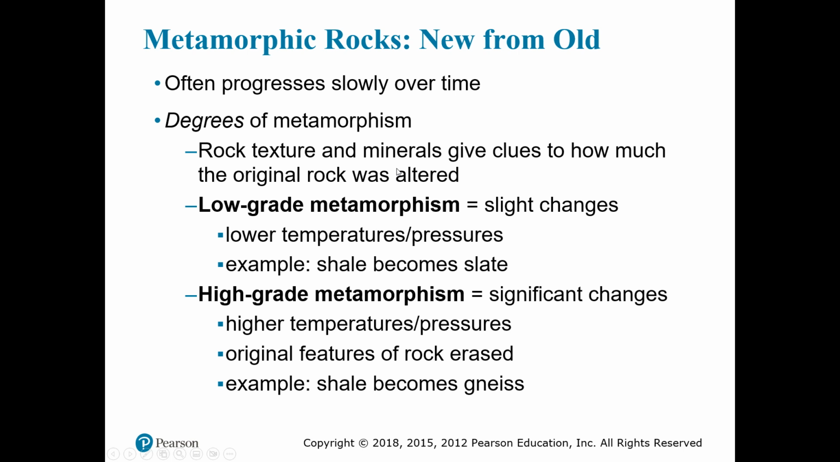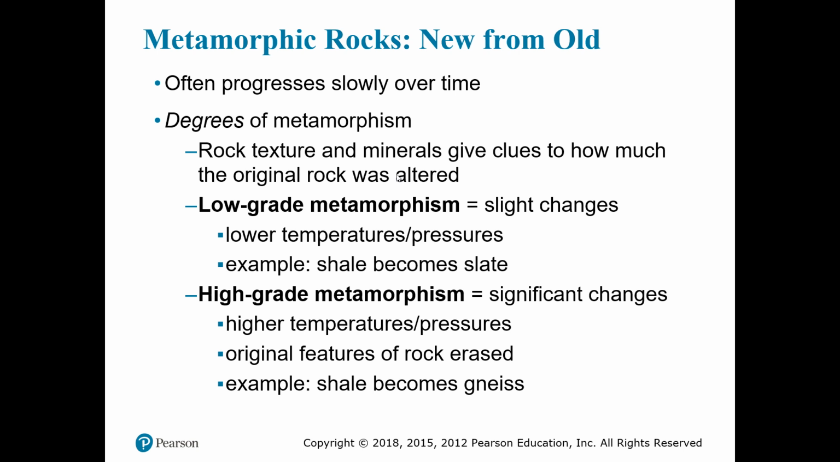Metamorphic change happens slowly over time. There are different degrees of metamorphism. With lower temperatures and pressures, we get what's called low-grade metamorphism. An example here, shale is our sedimentary rock, but it turns into slate under low temperature and pressure regimes. High temperature metamorphism involves significant changes due to very high temperature and pressure regimes. The original features of the rock are almost erased.